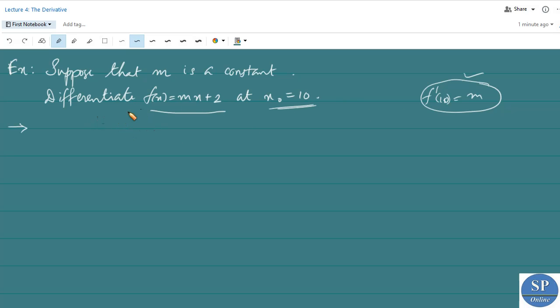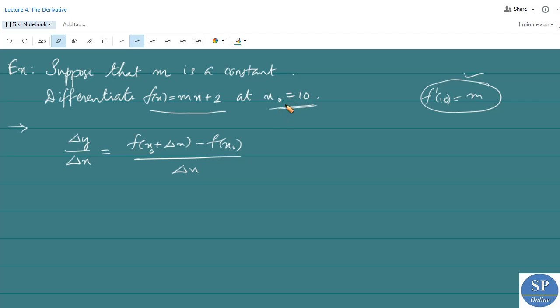So algebraically, it can be obtained by using the method we discussed earlier. That is, first we need to find delta y by delta x, that is the difference quotient. Here f of x is equal to mx plus 2 and x naught is equal to 10. So delta y by delta x is nothing but f of x naught plus delta x, minus f of x naught divided by delta x.